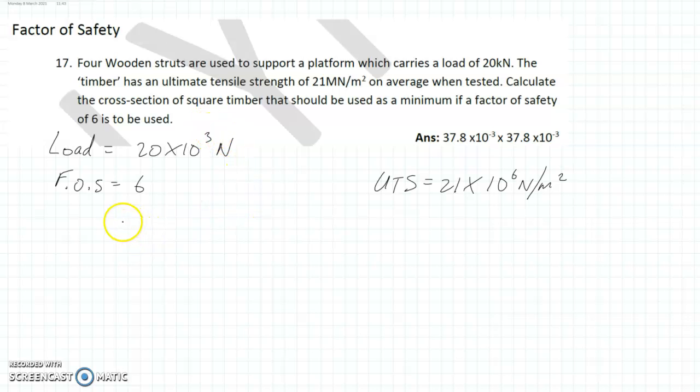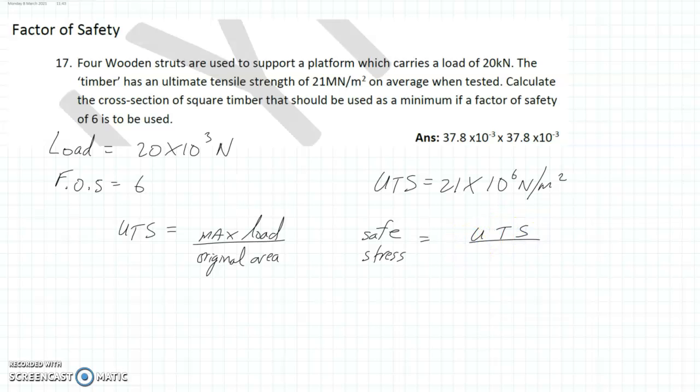Right, well, first of all, the UTS equals the max load divided by the original area. And also another formula here, the safe working stress, or the safe stress, is going to be equal to the ultimate tensile strength divided by the factor of safety. So we have the ultimate tensile strength, that's 21 by 10 to the 6, divided by the factor of safety, which is 6.